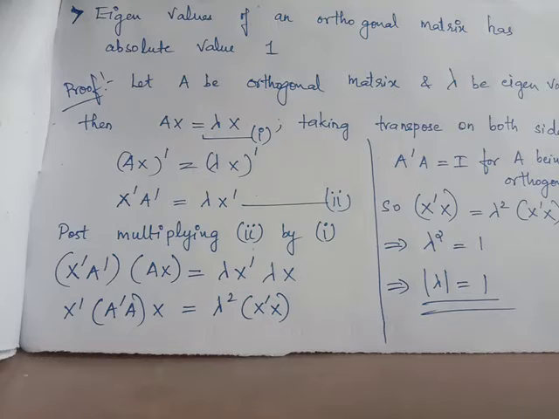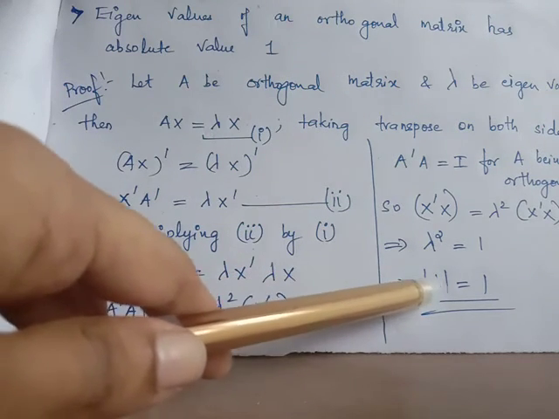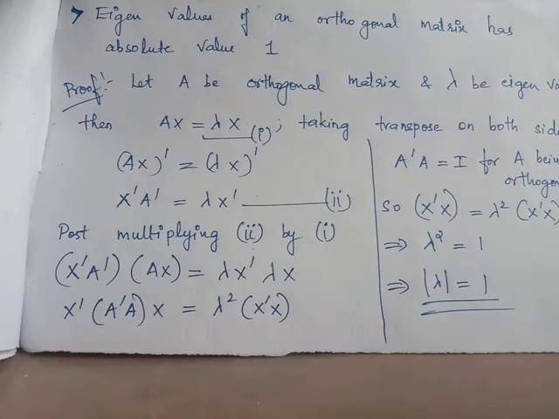The last property of orthogonal matrices says that eigenvalues of an orthogonal matrix have absolute value equal to 1. That is, if lambda is the eigenvalue, then modulus of lambda equals 1. That is what you have to prove. Let's start the proof. Consider an orthogonal matrix A and lambda as the eigenvalue.